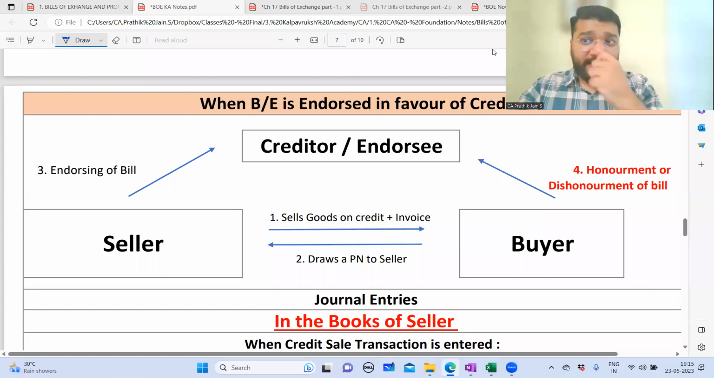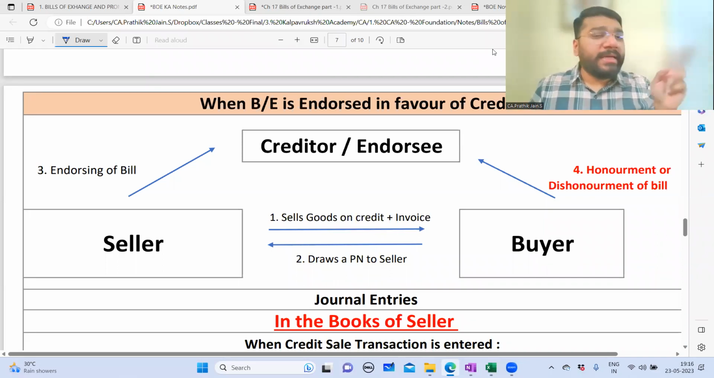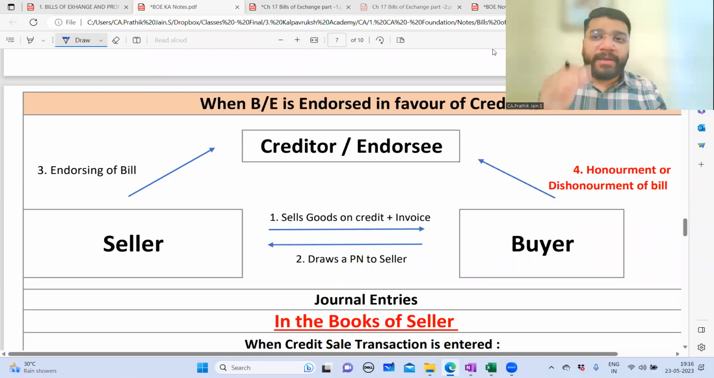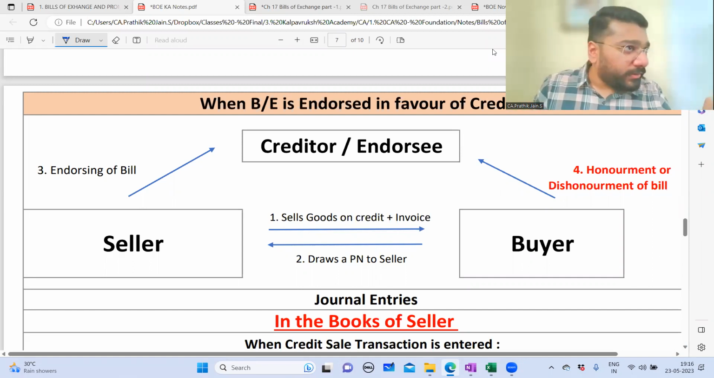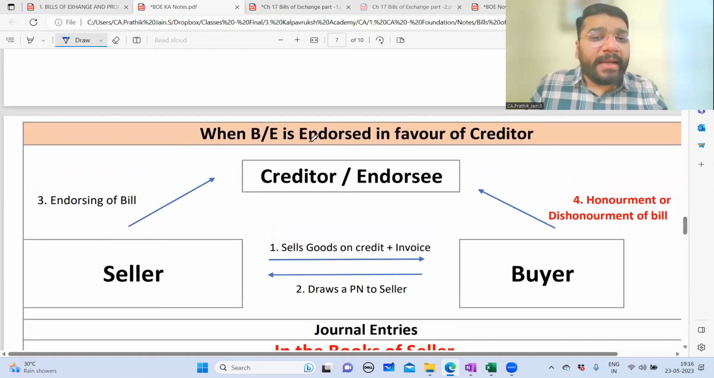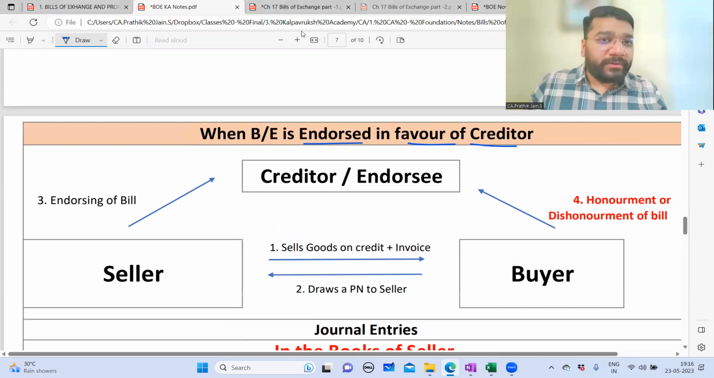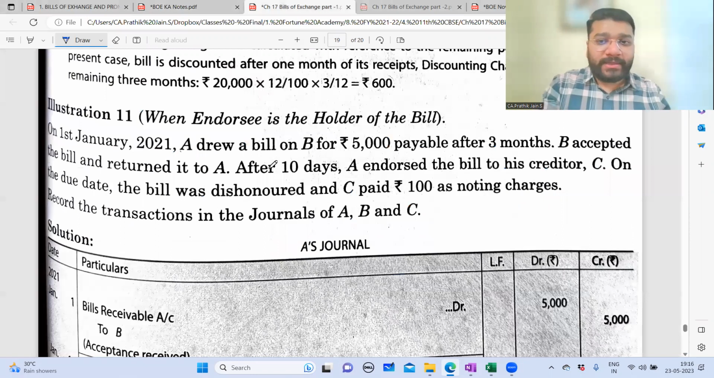So we have seen two cases so far, guys. In case one, what will happen if the bill is held till maturity and is dishonored? In the second case, we saw what will happen if a bill is discounted and on the maturity date the bill is again dishonored. So we are heading towards the third case now, where a bill has been endorsed in favor of a creditor, and on the due date, again the bill has been dishonored. So let's take one example to understand this.